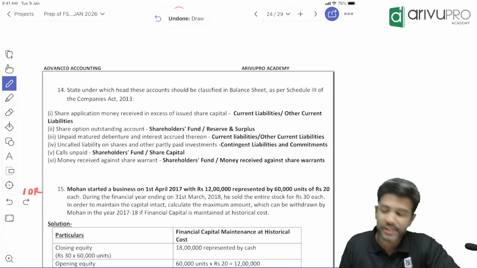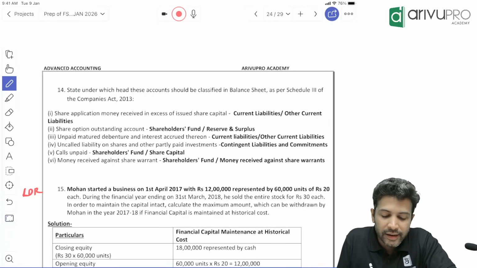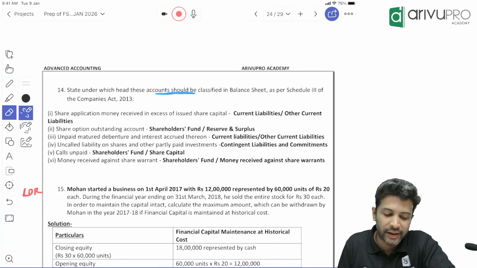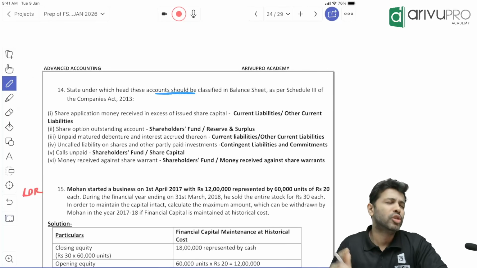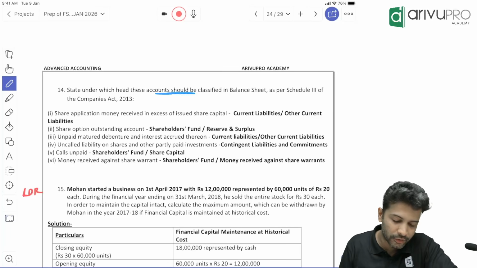Question number 14. Come to question number 14. State under which head these accounts should be classified in balance sheet. You need to tell these components will come under which category. First one.